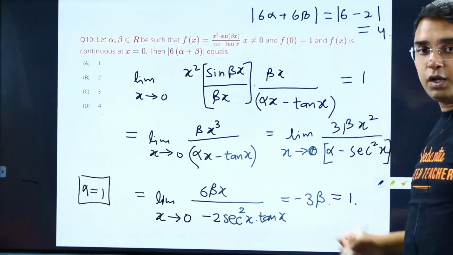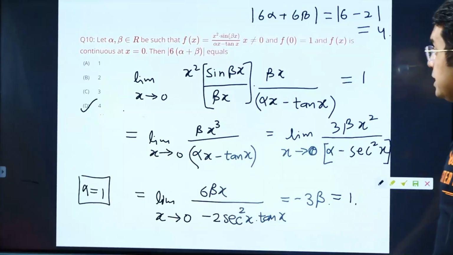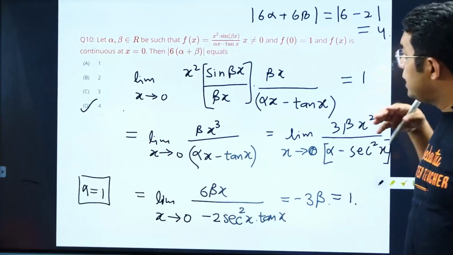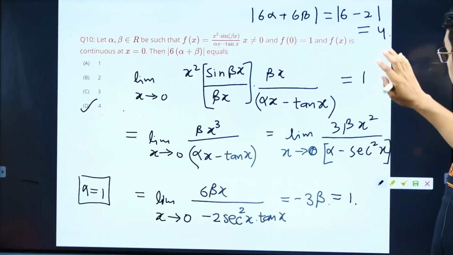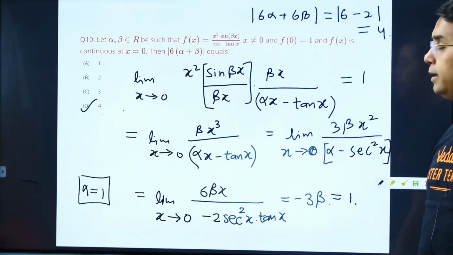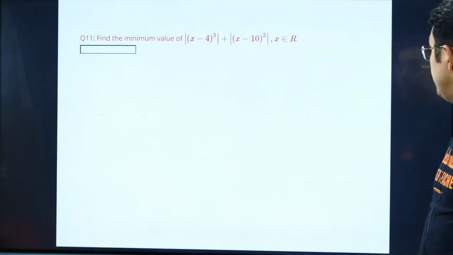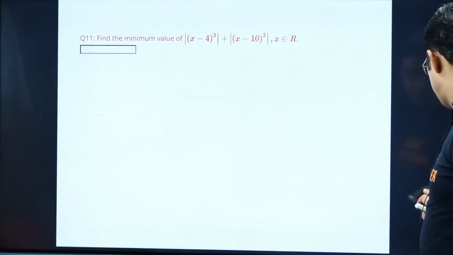I think mod was not required, but maybe to confuse you, you are given mod. Mod would matter only if the value is negative, but this 6 alpha plus 6 beta is already positive, so the answer is D. Okay, now moving to the next question, bacho, that is the 11th question. Let me take the pen once again.